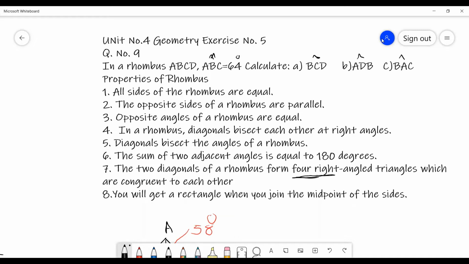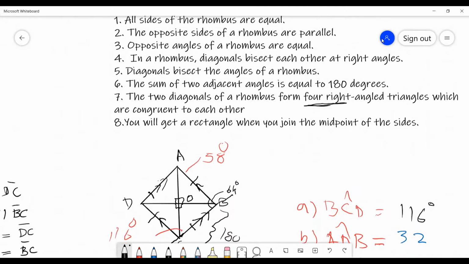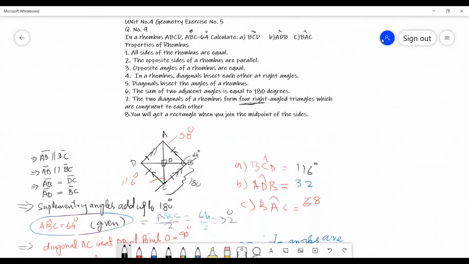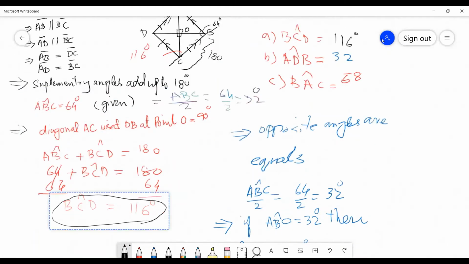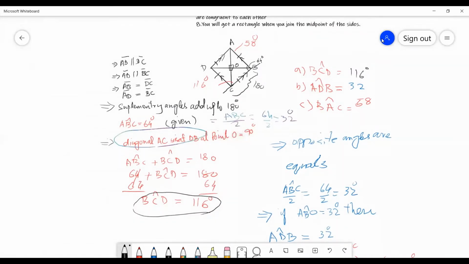You will get a rectangle when you join the midpoints of the sides. So these are the main properties of a rhombus. With the help of these properties, we are going to solve this question. Actually, I solved it already, so now I will discuss this question with you in detail. According to the question, rhombus ABCD. This is point A, point B, point C, and point D. So this is a rhombus.